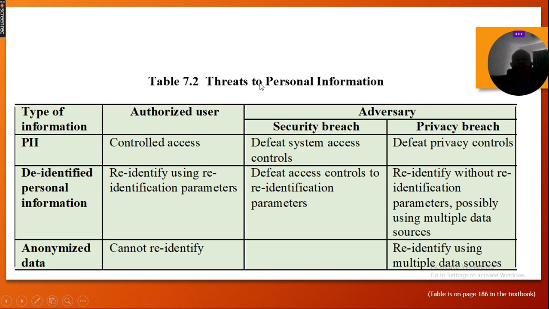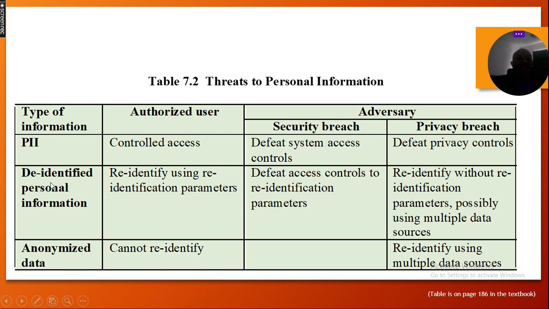So Table 7.2 is showing the threat to personal information. For example, type of information: personally identifiable information. Authorized users have controlled access, so they can access. Adversary, those who want to attack you, want to steal. And then they attack, there will be a security breach and there will be a privacy breach, because they attack your security system, they attack your privacy. So they defeat system access control. Once they're able to do that, they will be able to access it. Defeat privacy control, and they will see everything.